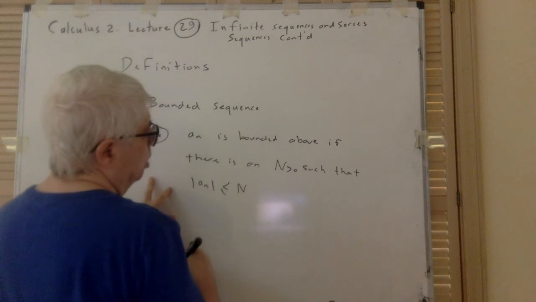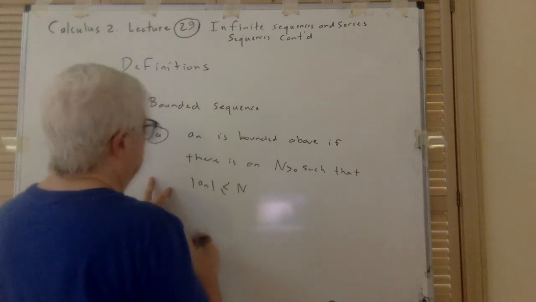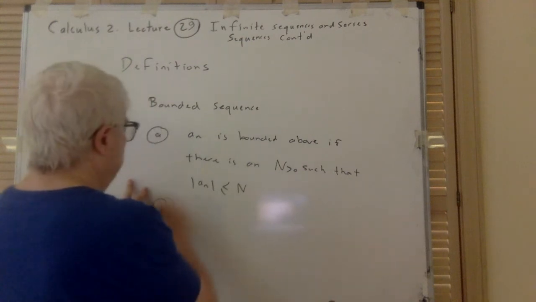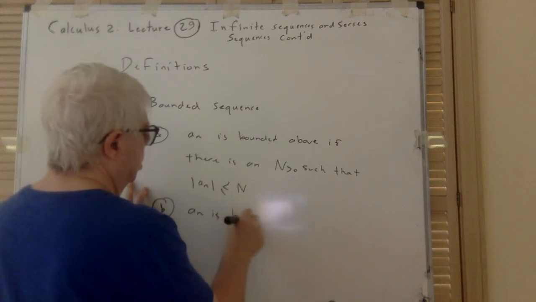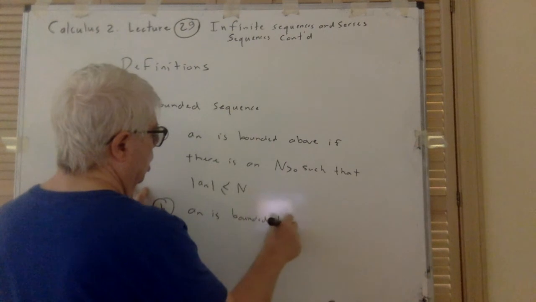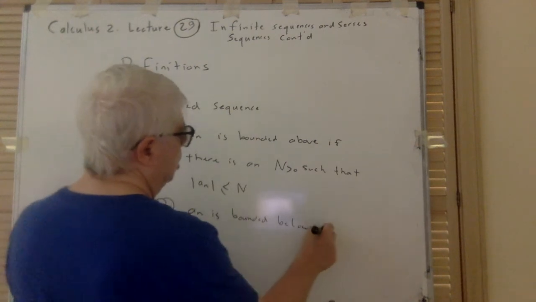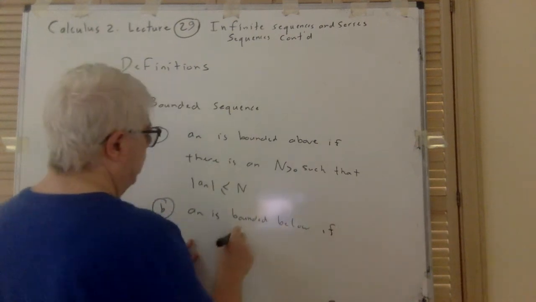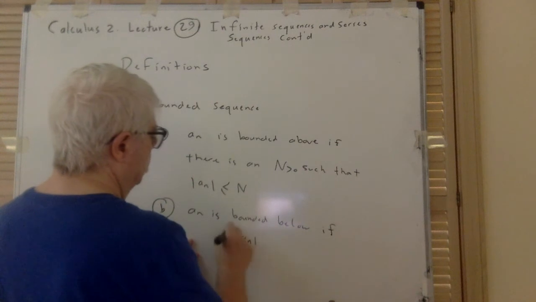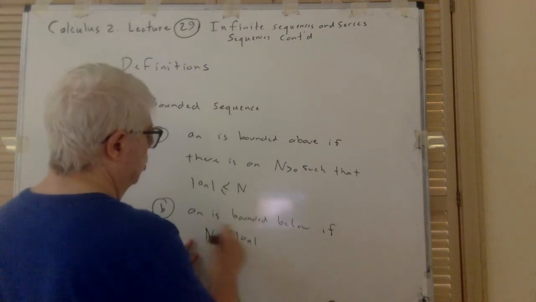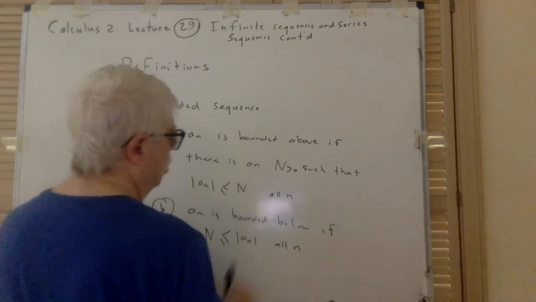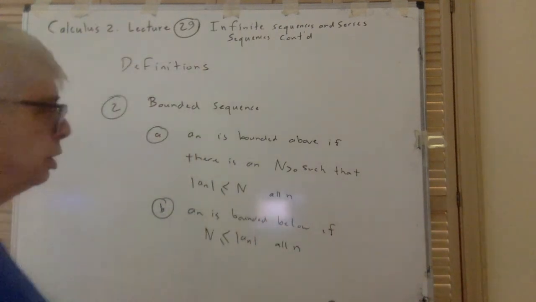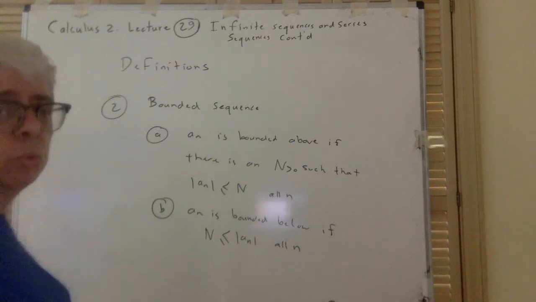Okay, so, and the B, we say that a_n is bounded below if this a_n is bigger than or equal to this N for all n. And all n. Now when we say all n, it doesn't mean that it should start at 1.